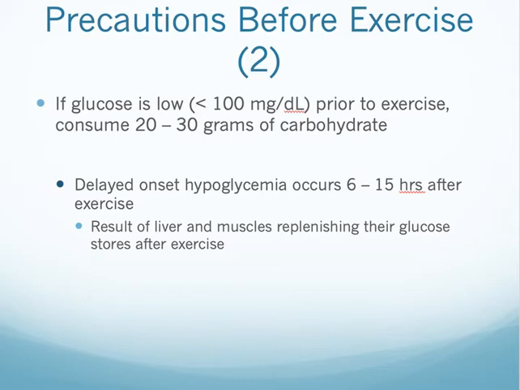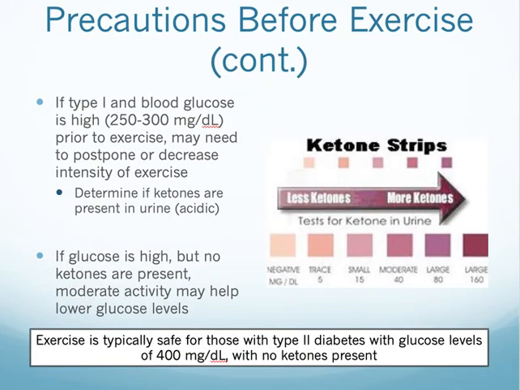Additionally, a person should be on the lookout for delayed onset hypoglycemia, which typically occurs between 6 and 15 hours after exercise. This is thought to be a result of the liver and the muscles replenishing their glucose stores after exercise.